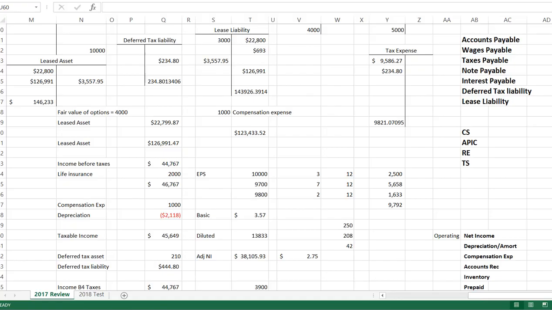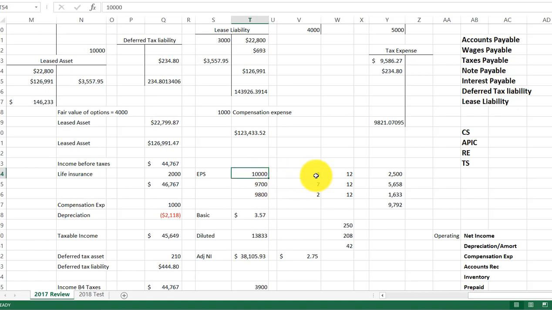Hello, class. Picking up where we left off, we had calculated the income statement, we had the expenses, we did our tax expense. Now it's time to get our earnings per share. We start with basic, so we need to do our weighted average shares outstanding. We have net income, no preferred dividends to worry about.